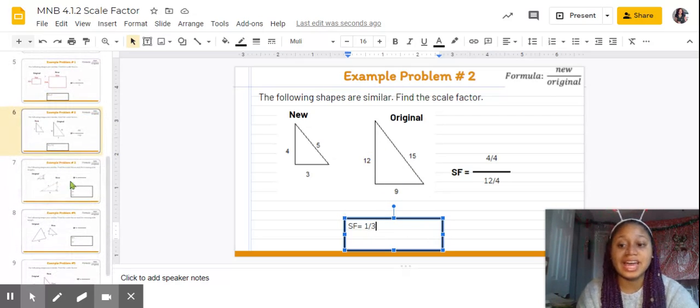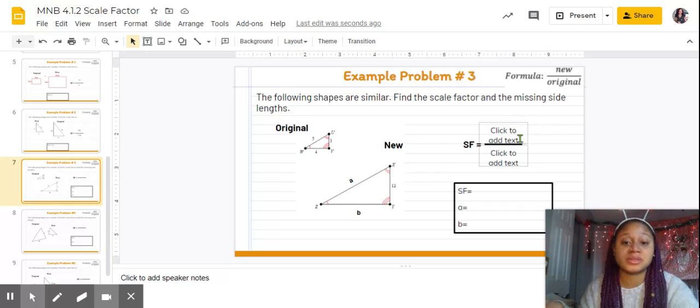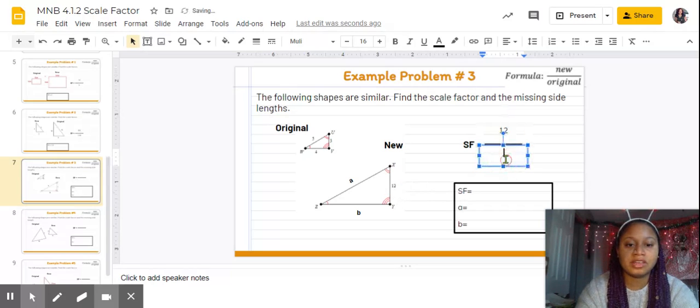The last thing that they're going to have you do is, sometimes they'll give you missing side lengths. So they'll only give you one side that has corresponding lengths, and then you have to find the missing side lengths of the new or the original. So first we need to find the scale factor because we don't know what to multiply. So our original is the smaller shape, our new is the larger shape. 12 and 3 are the only corresponding sides where they're giving both of the side lengths. So the new was 12, and then the original was 3.